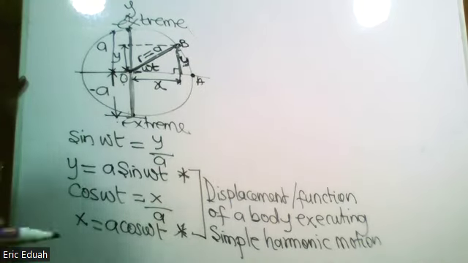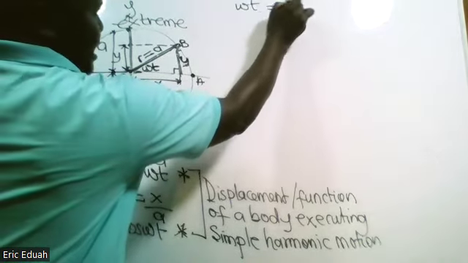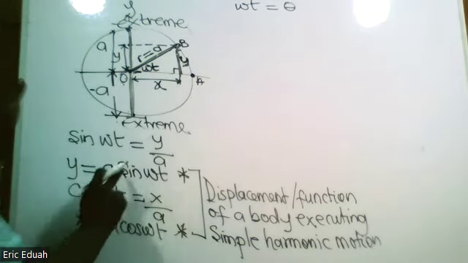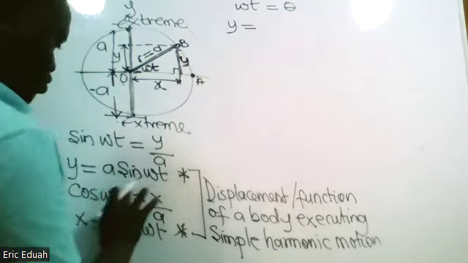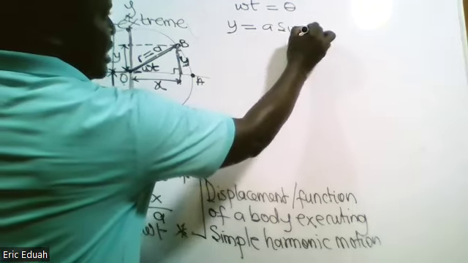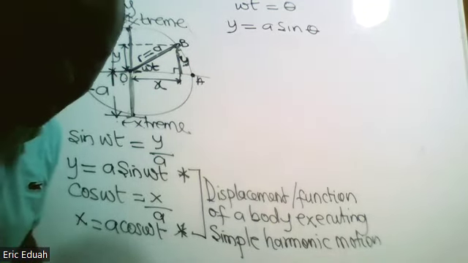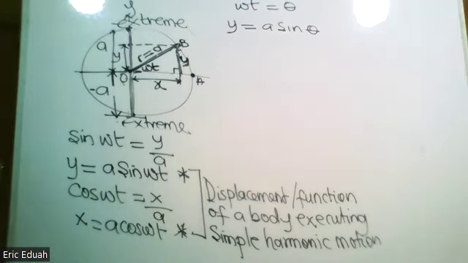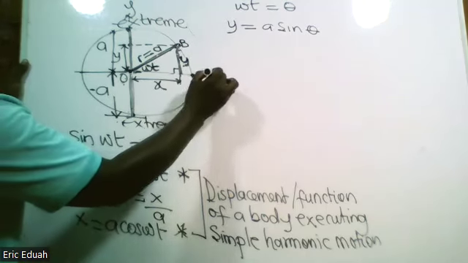In terms of, don't forget, omega t is equal to theta. So it also means that this equation, I can also write it as y is equal to A sine theta. Are we okay? Now, when the body is at A, theta is equal to 0.